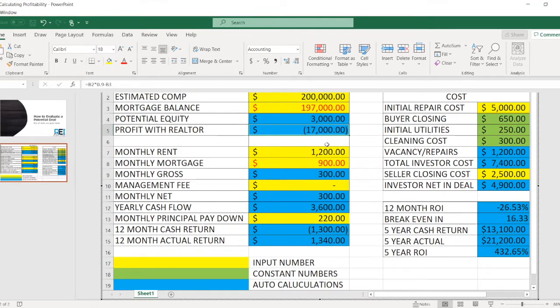So moving on with our scenario, let's say that this house we believe will rent for $1,650, okay? Let's say that the mortgage payment is about $1,150, okay?